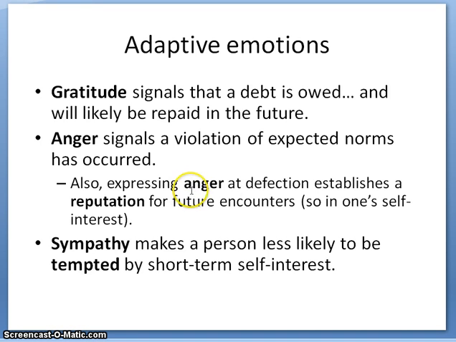It also does something else, right? When you express anger at defection, or somebody violates some norm against you, it establishes your reputation for future encounters. So it is also in your interest to express the anger, not only to change the other person's behavior in the future, but to signal everybody else that you are the type to get angry. And so people won't be tempted to take advantage of you in the future.